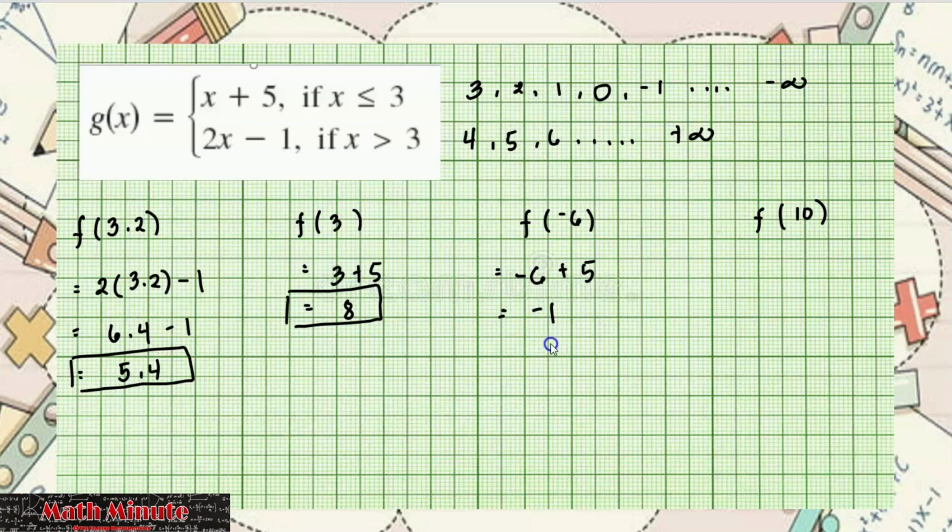And lastly, we have f of 10. F of 10 is greater than 3. So meaning we will use the second function rule here. So this will be 2 multiplied by 10 minus 1. 2 times 10 is 20 minus 1, and that equals 19. So f of 10 is equal to 19.